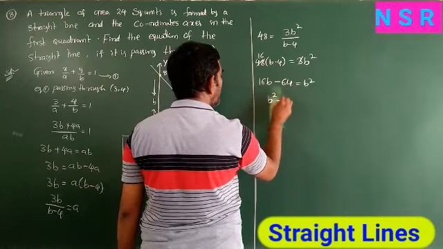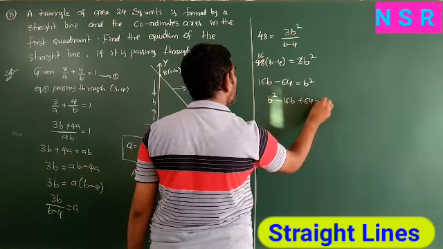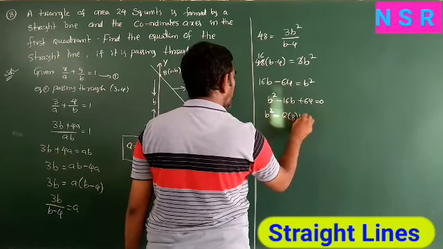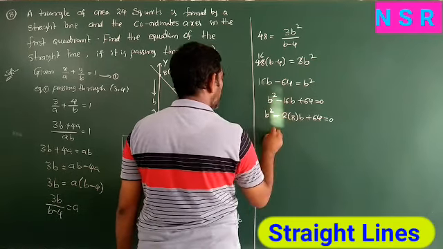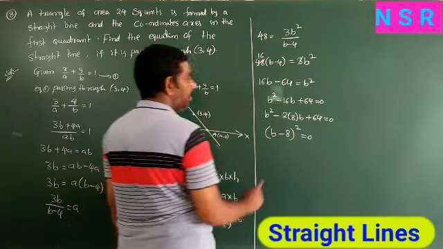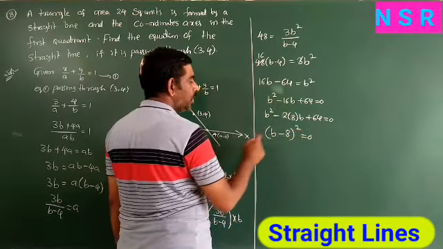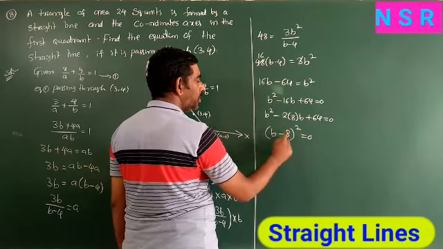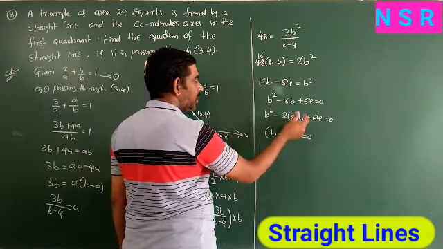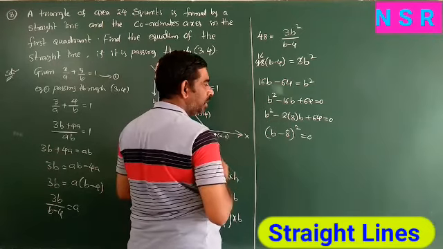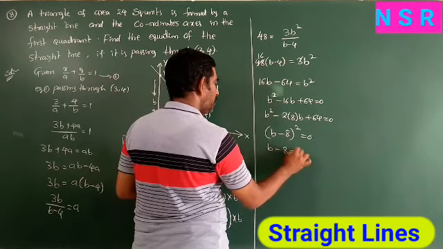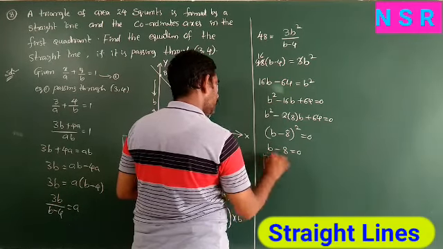Moving that to the other side, b square minus 16b plus 64 equals 0, which can be written as b square minus 2 into 8 into b plus 64, that is b minus 8 whole square equals 0. What is a minus b whole square? It is a square plus b square minus 2ab. So it is in the form of a minus b whole square, that is the b minus 8 whole square form. So b minus 8 equals 0, then b equals 8.